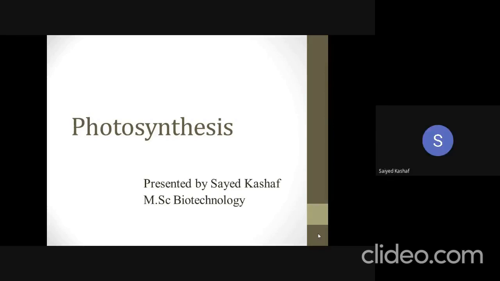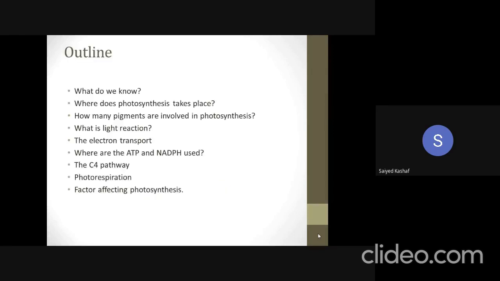So ultimately, we know that photosynthesis is a process through which light is converted into chemical energy. It is a physico-chemical process by which plants prepare their food, right? So these are the outlines that we are going to discuss now. Today we will discuss only the preparatory phase of photosynthesis.